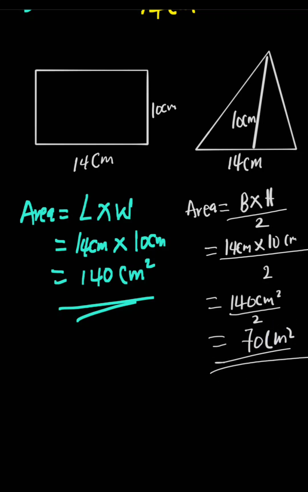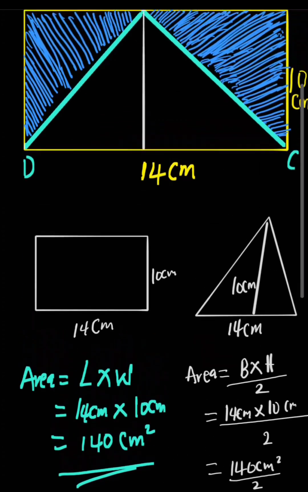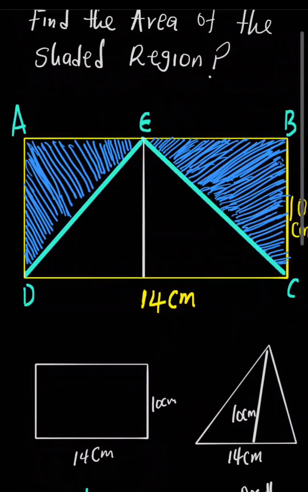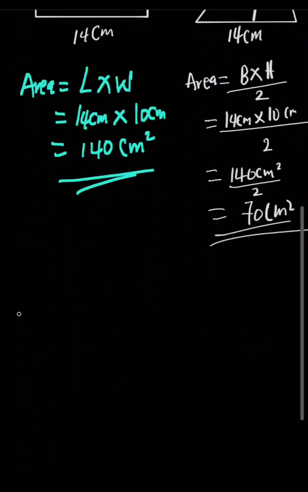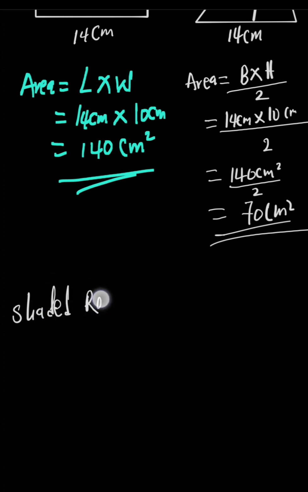Now we have successfully found the area of the rectangle and also the area of the triangle from this given shape. Remember, the area of the shaded part is the difference between the outer part of the shape, which is the rectangle, and the inner shape, which is this triangle. Now we just take their difference. Therefore, we are going to have the shaded region.